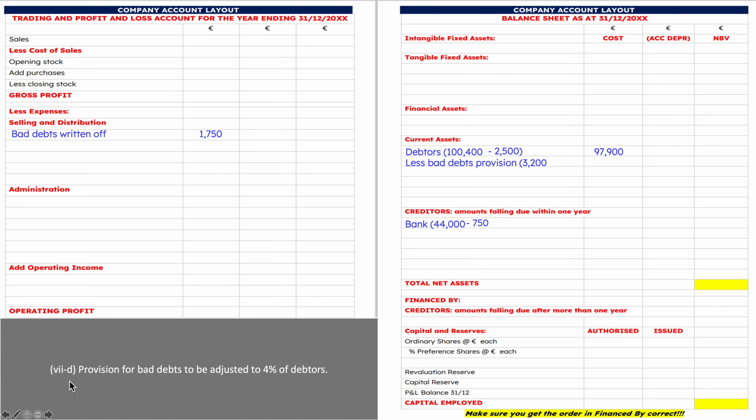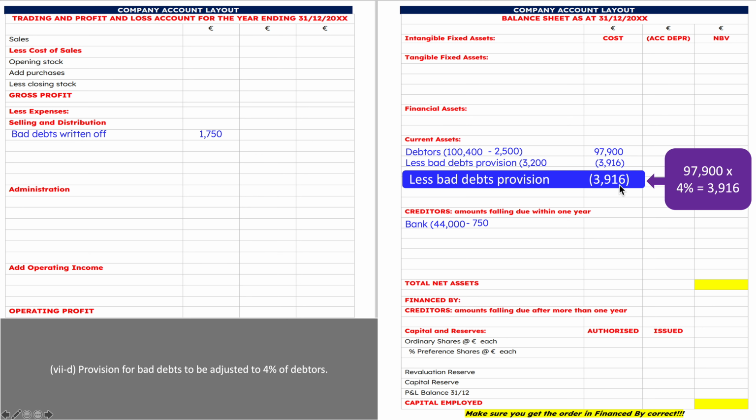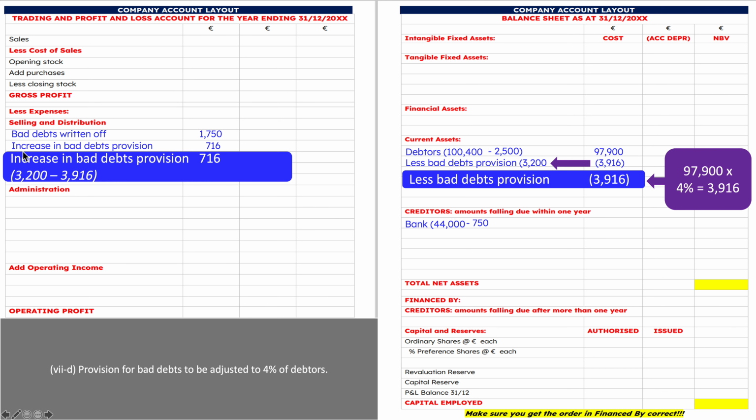Then 7 part D, provision for bad debts to be adjusted to 4% of debtors. Okay, so we have 97,900 debtors. We work out bad debts provision, then 4% of that is 3,916. We compare that to the 3,200 and that is €716, and that is an increase in bad debts provision there.